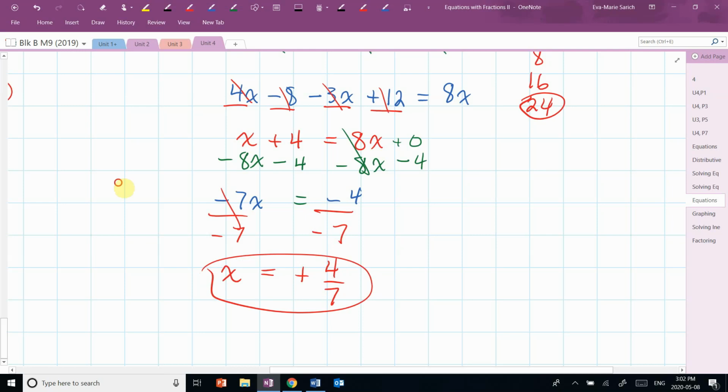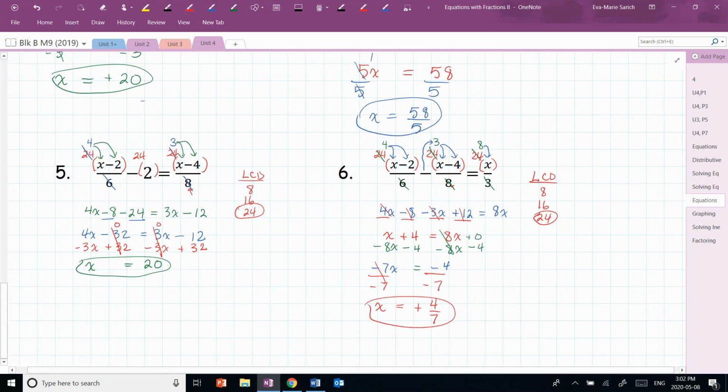We just solved it. Okay, now, the big thing is to remember that both parts of the fraction at the top need to be multiplied by what's left. Okay, go on and attempt the equations with fractions 2 assignment.